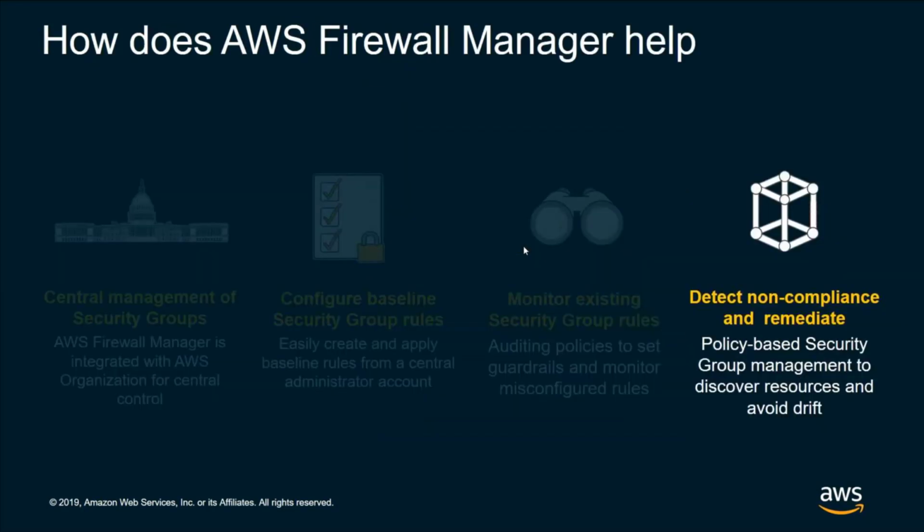The next thing I wanted to quickly talk about was detecting non-compliance and remediation. So I showed you how in the common security group policy, we chose to automatically remediate. So Firewall Manager not only discovered the resources, but it also added the security groups to those resources. So it took an action to make sure that those resources are compliant. But in this case, in the audit policy that we just created, I chose to not automatically remediate. So you have both those options.